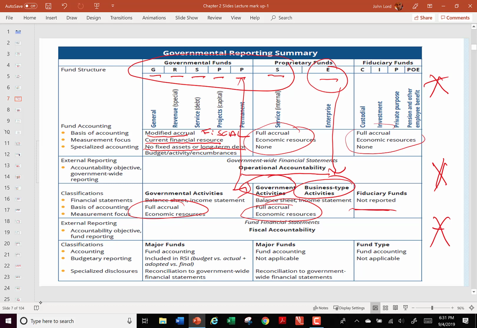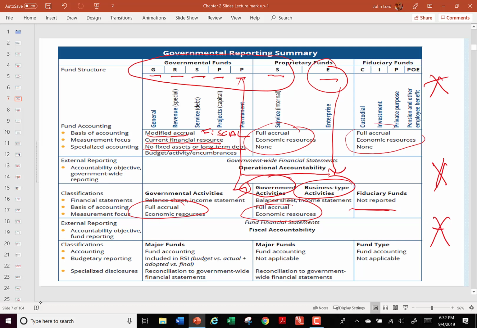I think that's what I was trying to determine, like how far the modified accrual goes, since there are no fixed assets or long-term debt. The problem I'm having with your thinking is you're trying to eliminate everything you know about accounting from this discussion.